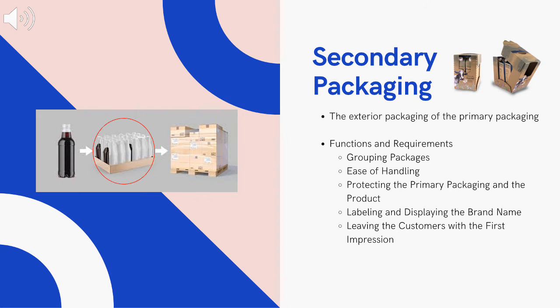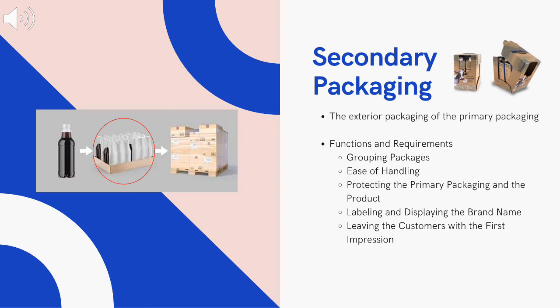Let's talk about what secondary packaging is first. According to McGuinness, secondary packaging is the exterior one of the primary packaging. And there are a few functions and requirements related to this type of packaging. With the first one, grouping packages. It allows a number of primary packaging to assemble together.